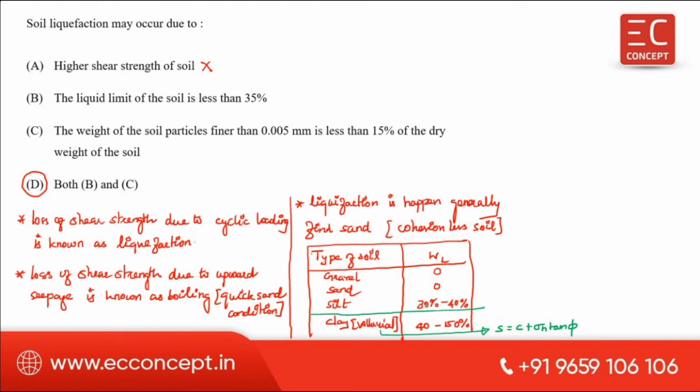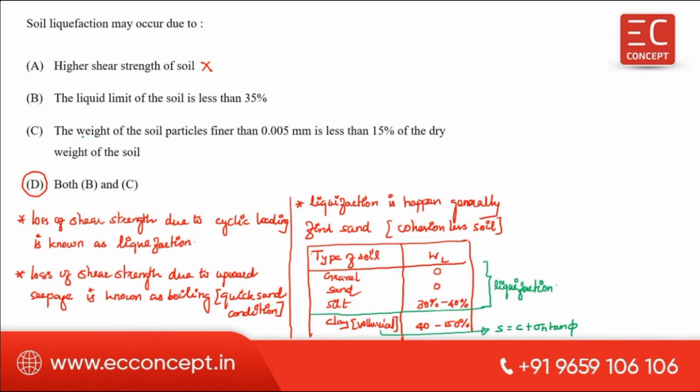But if the liquid limit is less than 35, then automatically it comes under silt, sand, gravel, and so forth. So in these cases, generally you can find the liquefaction. This kind of soil, generally you can find the liquefaction. Therefore, the answer for this question, B, is justified.